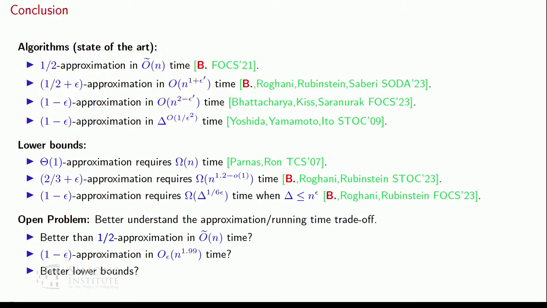Another question is, for this 1 minus epsilon approximation, this epsilon prime exponent depends on epsilon. And if you want a really good one, maybe 0.99999 approximation, the running time is probably n to 1.999. So whether there is an algorithm running in n to 1.99 time, maybe with some dependencies on epsilon still, maybe times some f of epsilon, and obtains a 1 minus epsilon approximation, that would be extremely interesting. And generally, obtaining better lower bounds that tighten these algorithms would be an excellent question.